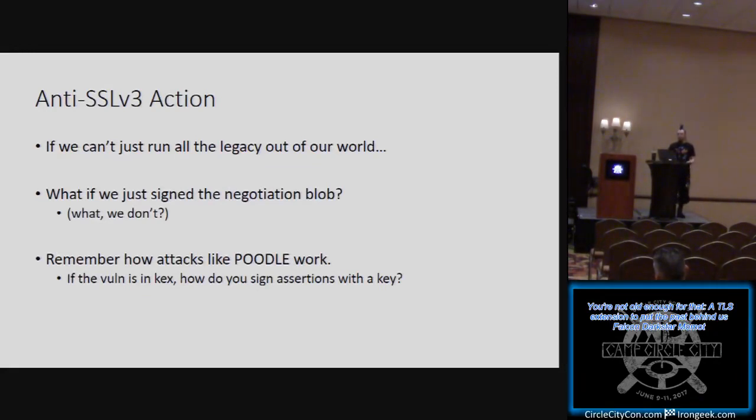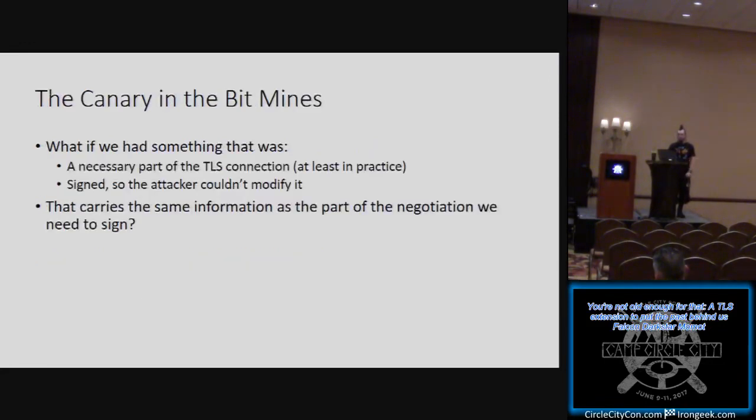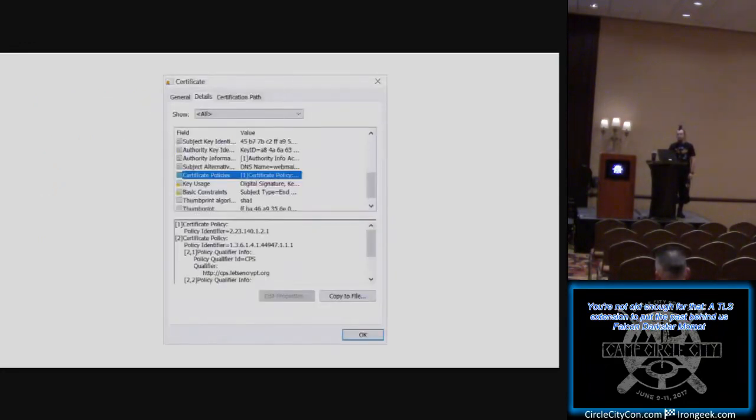But we still need to sign it, and we still have a trust root, right? So why don't we put it in the certificate? The certificate is a necessary part of the TLS connection. It's signed so that the attacker can't modify it, and it carries the same information that we needed to sign as part of the negotiation but couldn't because we have a key. And the good thing about putting it in here is that we can actually sign it multiple times for every certificate that we have and need to use. So it doesn't interfere with the process of negotiating which certificate we're going to use.